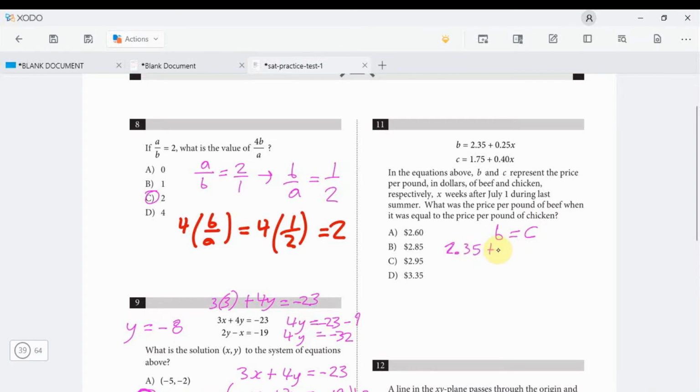So we have 2.35 plus 0.25x is equal to 1.75 plus 0.40x. Bring the numbers to one side, so 2.35 minus 1.75 is equal to 0.4x minus 0.25x. This becomes 0.15x is equal to 0.6 when you do the subtraction. You divide both sides by 0.15.